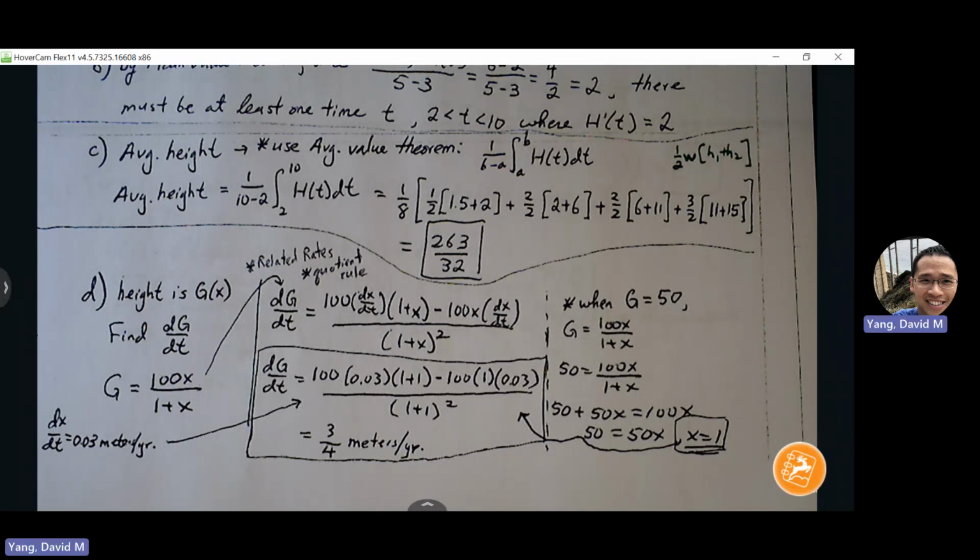Oh, are you talking about this f prime here? Yeah. So the derivative of 100x is just 100. But then x will produce a dx dt. Right. But we are asking for x's derivative though. Right.